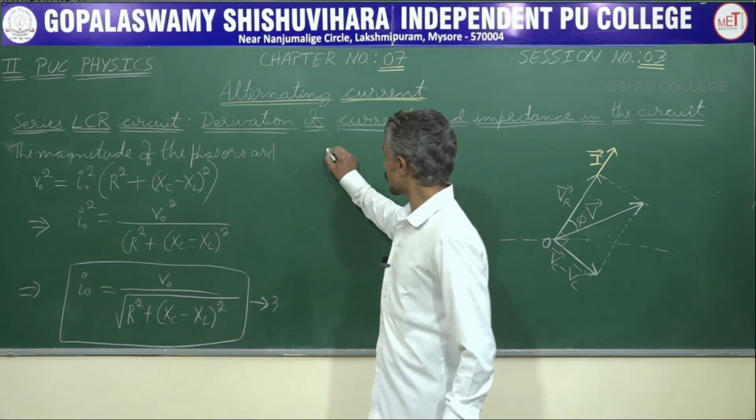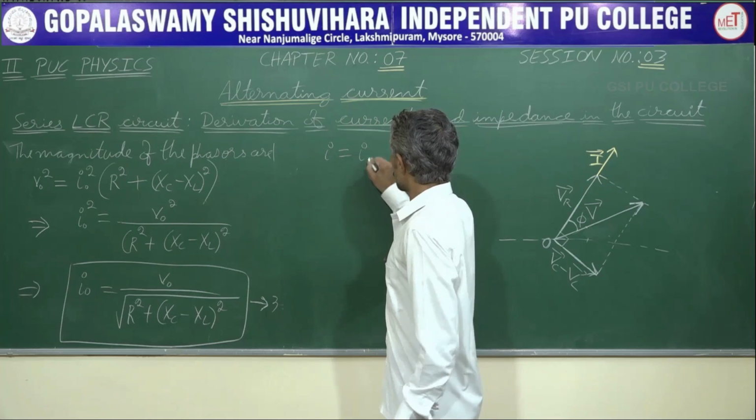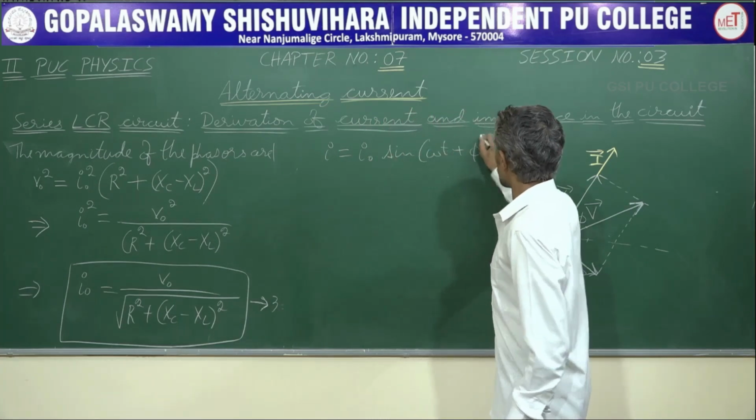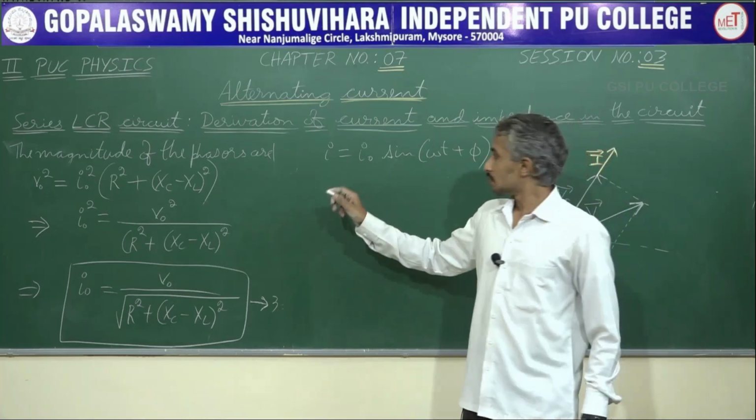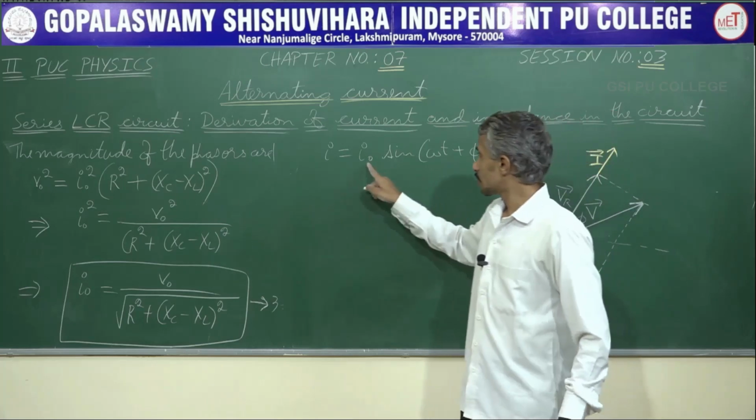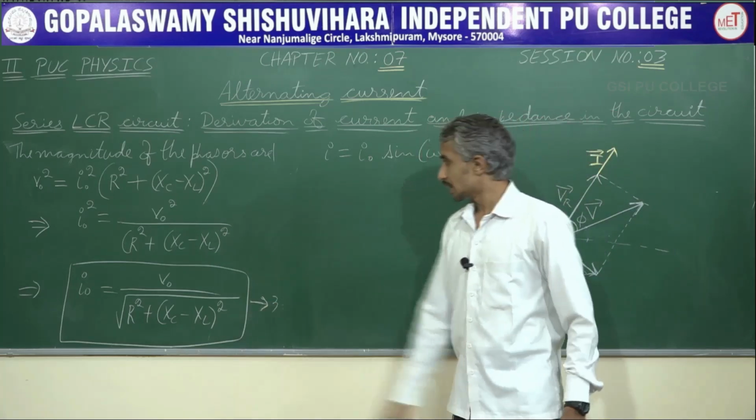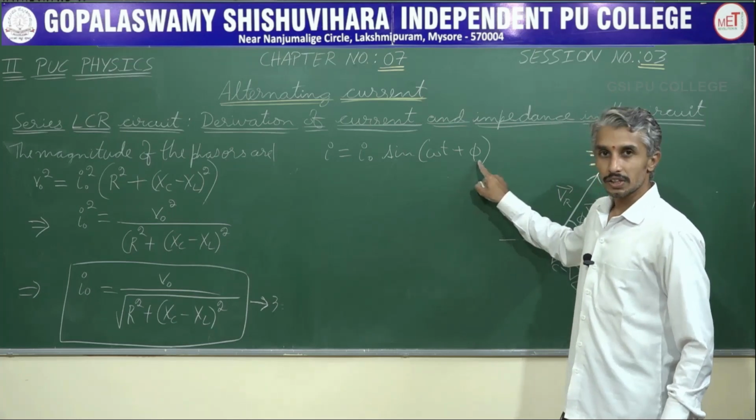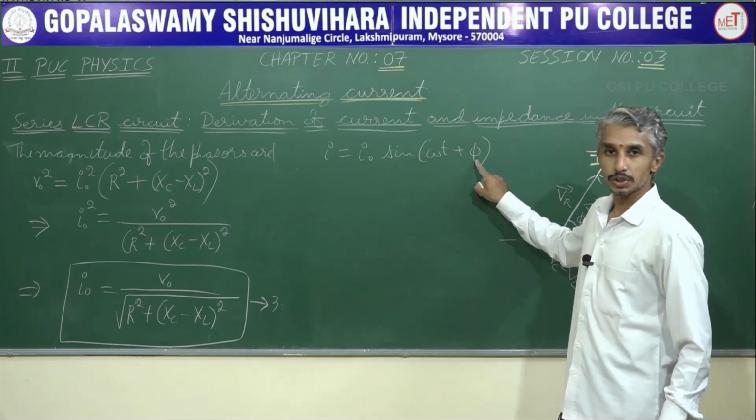If you remember, in equation 2, we have written I is equal to I0 into sine of omega t plus phi. Now, this was the equation for the instantaneous current in the circuit, of which we have now derived what I0 is. Now, we are left with deriving an expression for the phase difference phi. So, what is the phase difference going to be?